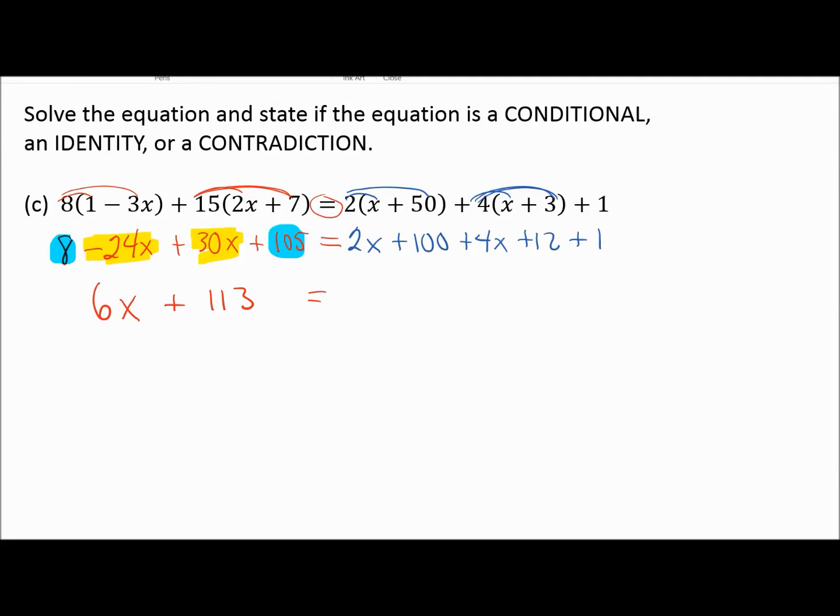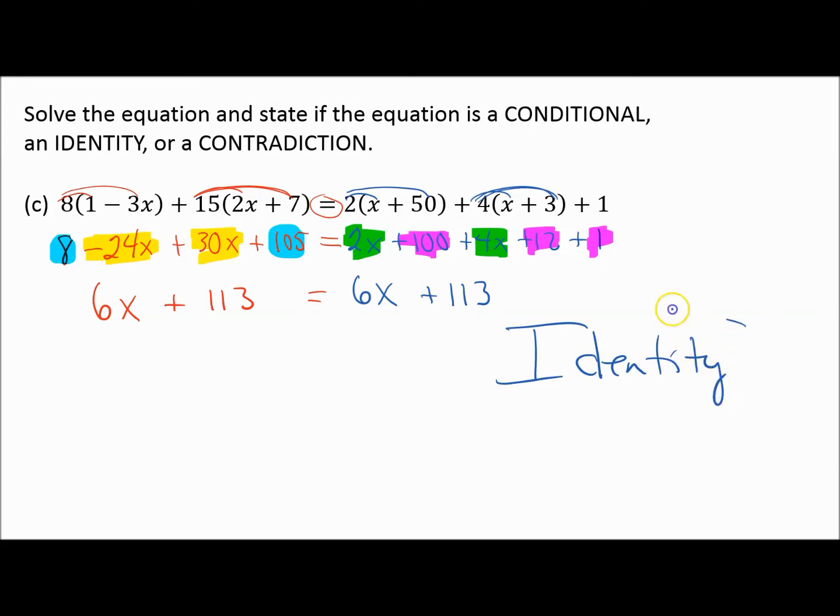Now once again, I have some like terms going on. I have a 2x that I can add to this 4x, and that will result in 6x. And then I have other like terms of constants, 100, 12, and 1. And when I add all those together, I get 113. Look at that. So my red on the left side is 6x plus 113. My blue on the right side is 6x plus 113. You know what that means, right? We have an identity, which means every single x value would work in this big ugly equation we have at the top.